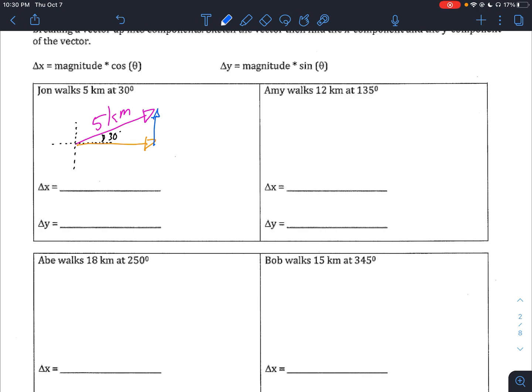So going ahead with that, I'm going to start with sine to find this side. So sine of 30 is opposite over hypotenuse. The opposite side is going to be my delta y, and my hypotenuse is 5 kilometers. I plug that into a calculator, and I get that delta y side, or the blue side, is 4.3 kilometers.